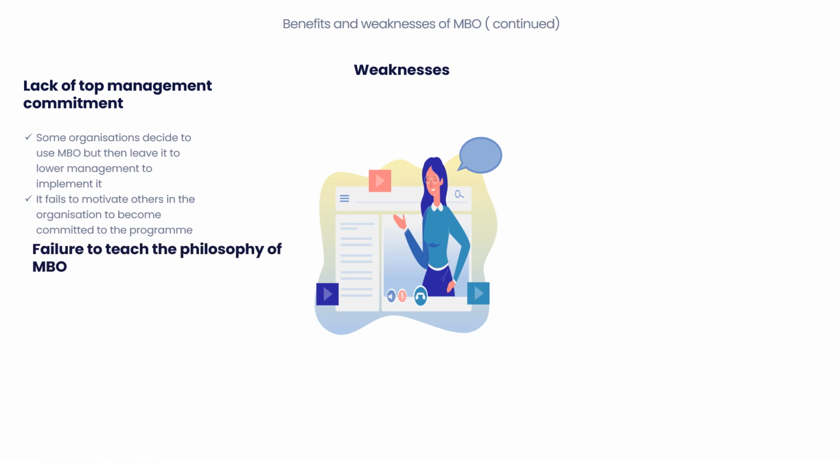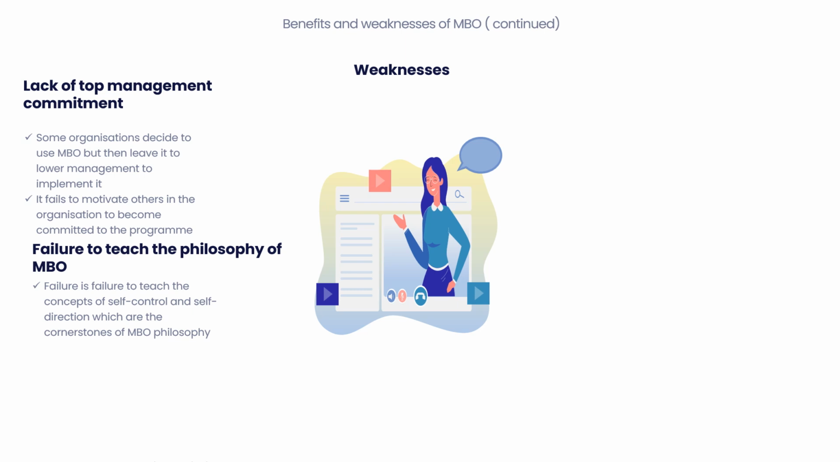Failure to teach the philosophy of MBO. Before you delegate everything to the employees, make sure that these employees are trained. They must understand the philosophy of the new program so that they work together with the manager.